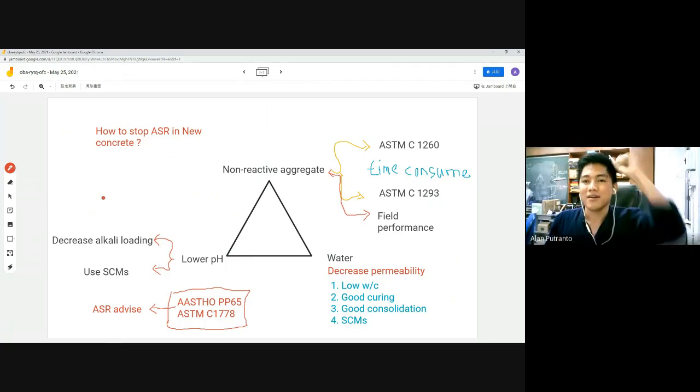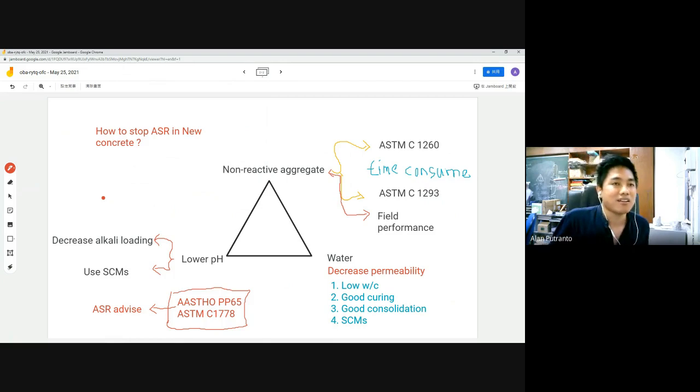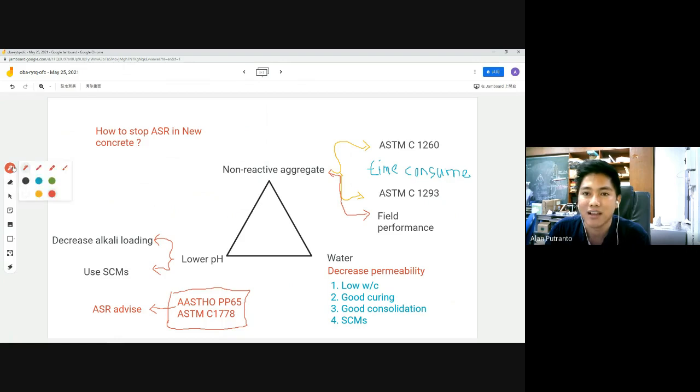Okay, thank you. Now, let's discuss how to prevent ASR. Actually, I would like to discuss more about that. So, the ASR, alkali silica reaction, happens, but as an engineer, we should be able to stop or prevent it. Why? And how could we prevent ASR from happening to the new concrete. I would like to highlight this kind of new concrete, okay?